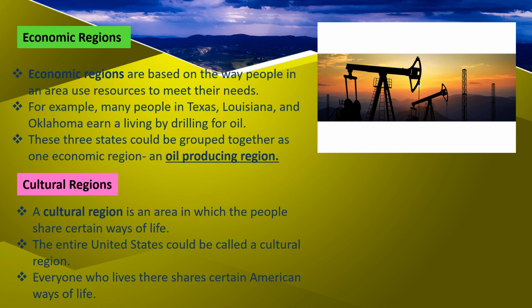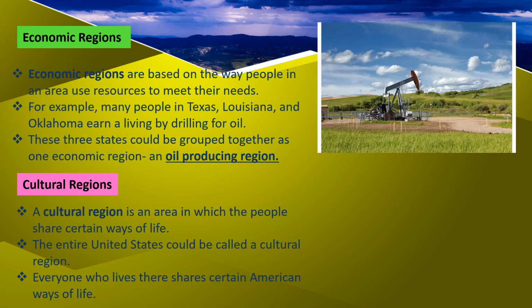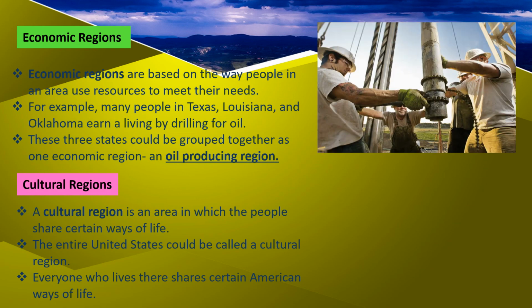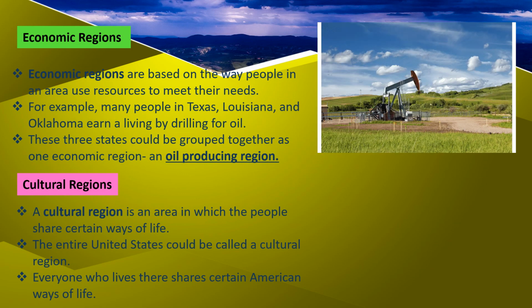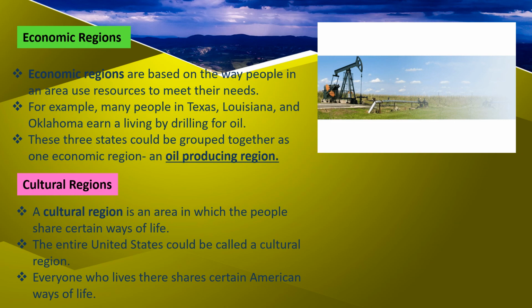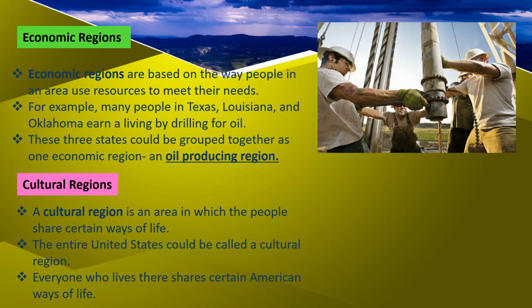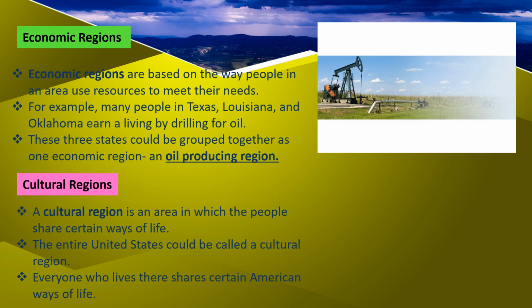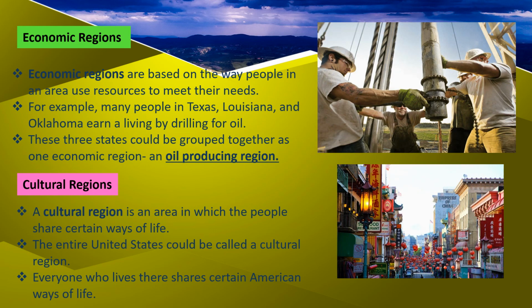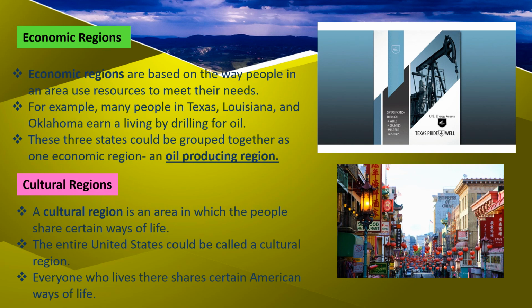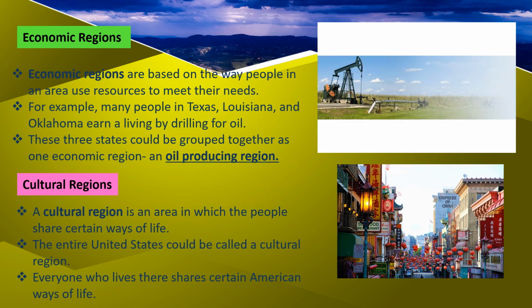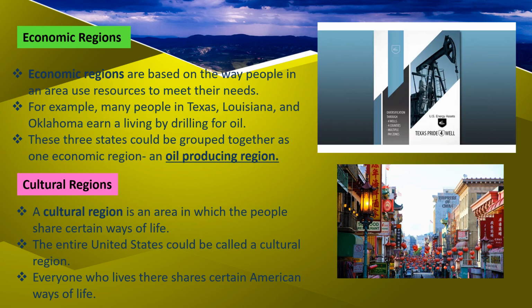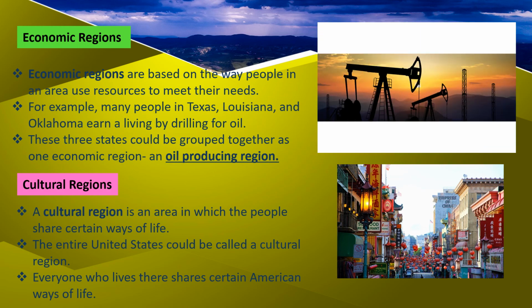And let me share this with you. Many new immigrants, grade 4, settle in neighborhoods where people from their homeland have already settled. This allows them to continue speaking their first language and to be surrounded by familiar customs and traditions. Look at this picture here. Chinatown, a neighborhood in San Francisco, California, is an example of a cultural region.